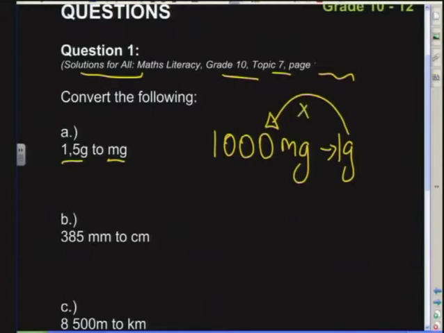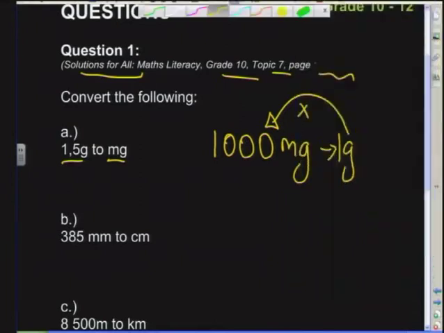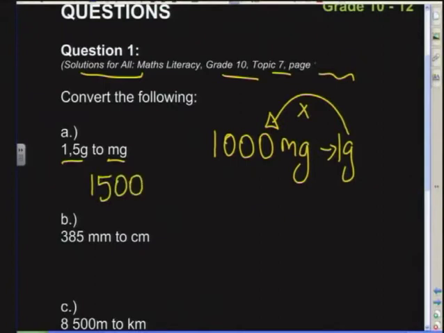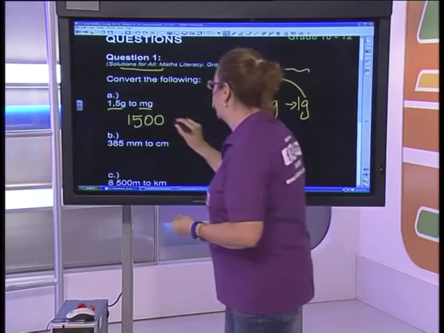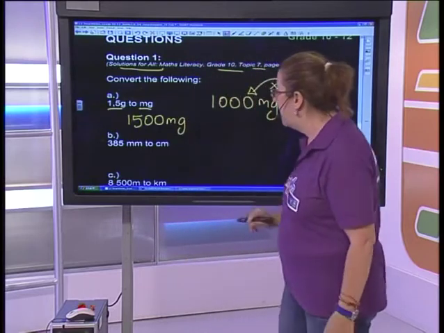So 1,5, and then use your calculators because we've got them. So we've got 1,5 times by 1,000. So I get 1,500 milligrams. Easy. Very easy. And don't forget your units, because that's 1,500. Like I say to my kids, not Smarties, 1,500 milligrams.